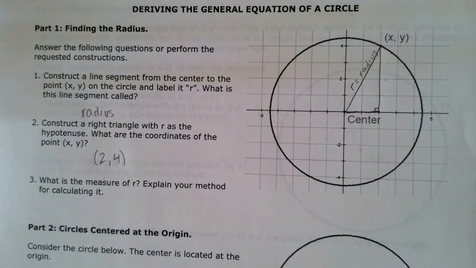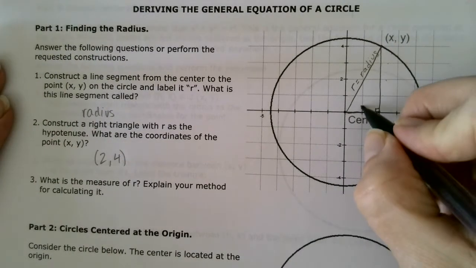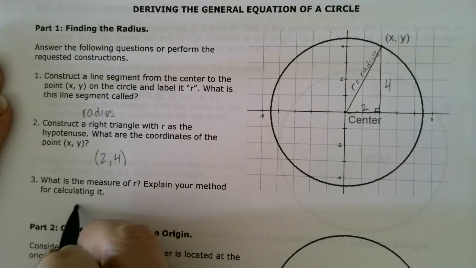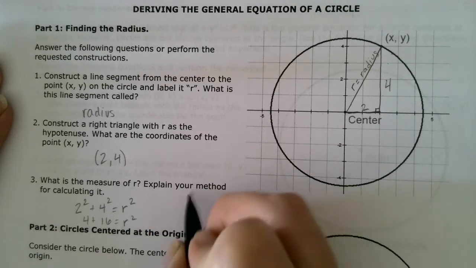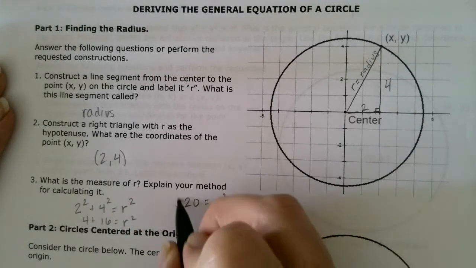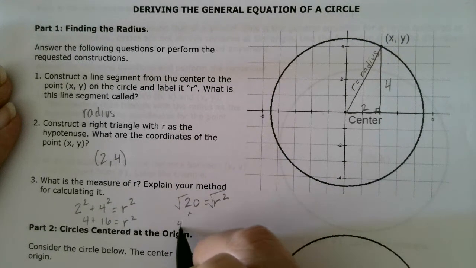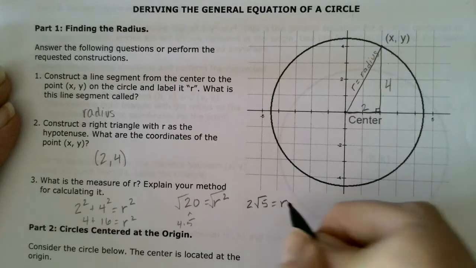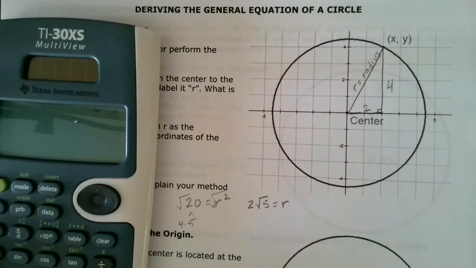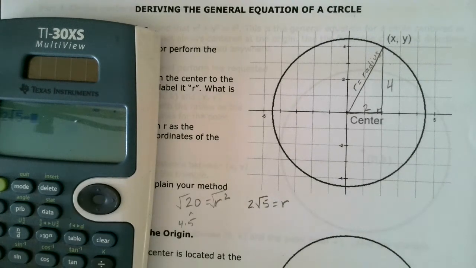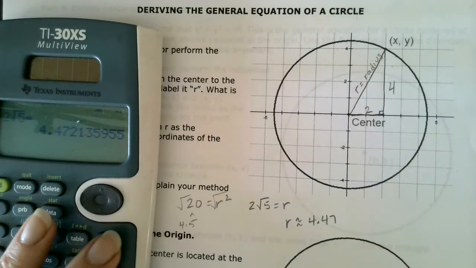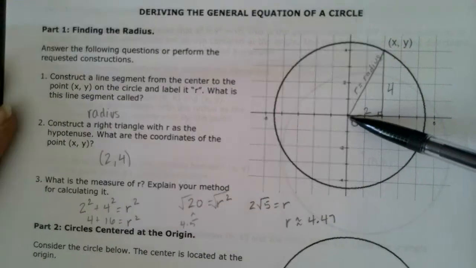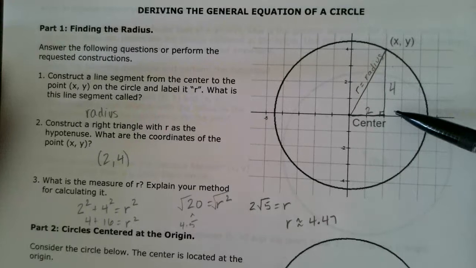So to find the length of R, I'm going to use the Pythagorean theorem. So this side is 2. This side is 4. So 2 squared plus 4 squared equals R squared. I have 4 plus 16 equals R squared. So 20 equals R squared. 20 is not a perfect square, but I can square root it. I can break this down into 4 times 5, so I'll end up with 2 times the square root of 5 for R. And then I can get out my handy dandy calculator and estimate 2 times the square root of 5. And it is approximately 4.47. So when I have a center of 0, 0, and I know how far right and up I can go, I can find out the length of that radius.